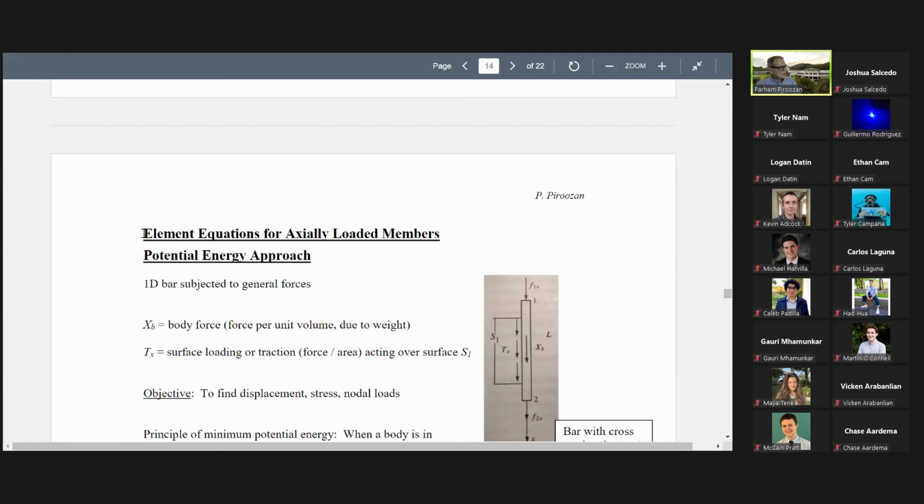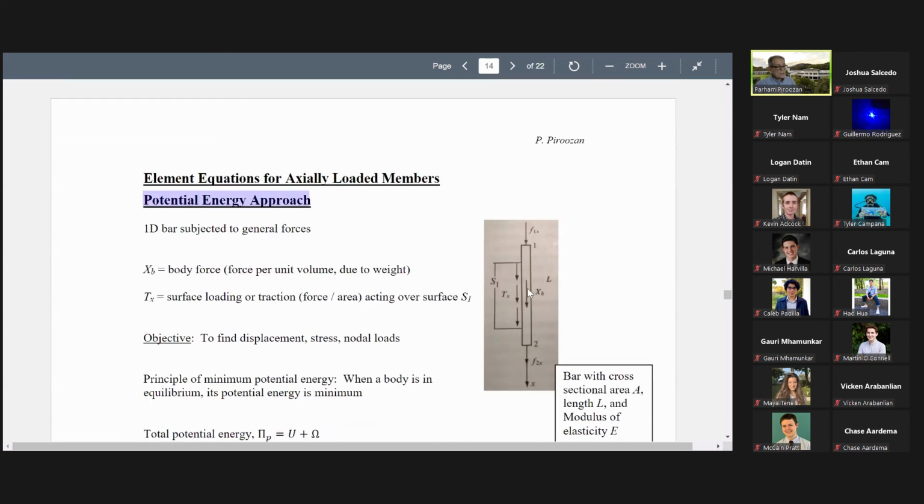There is another discussion here. I will not discuss this one, but just to give you a heads up for our next meeting, which would not be next week but the week after, we will talk about axially loaded members and the potential energy approach. A very powerful technique is the variational method of finite element formulations. We will look at this bar, which is subjected to generalized loading: body forces, traction, nodal forces. We look at the formulation of this problem by applying the potential energy method, which is the variational method.